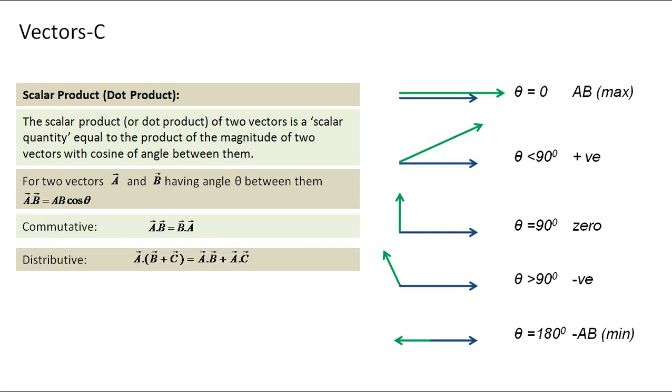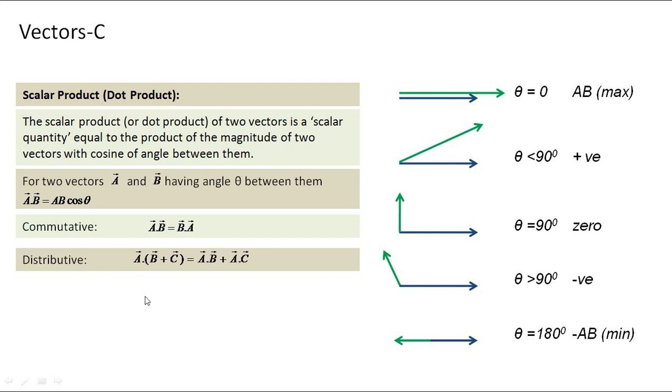Similarly, when it is written in this form, we can open the bracket in a normal way. So this term can be written as A dot B plus A dot C. This property is called the distributive property.